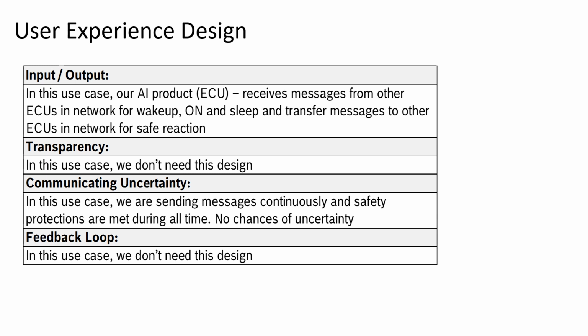On communicating uncertainty, during the severe air pollution condition, we send the pollution alert signal, which will be transferred to the respective ECU for further analysis. So there will not be any possibility of uncertainty here. In the feedback loop, again in this use case we don't need this design.